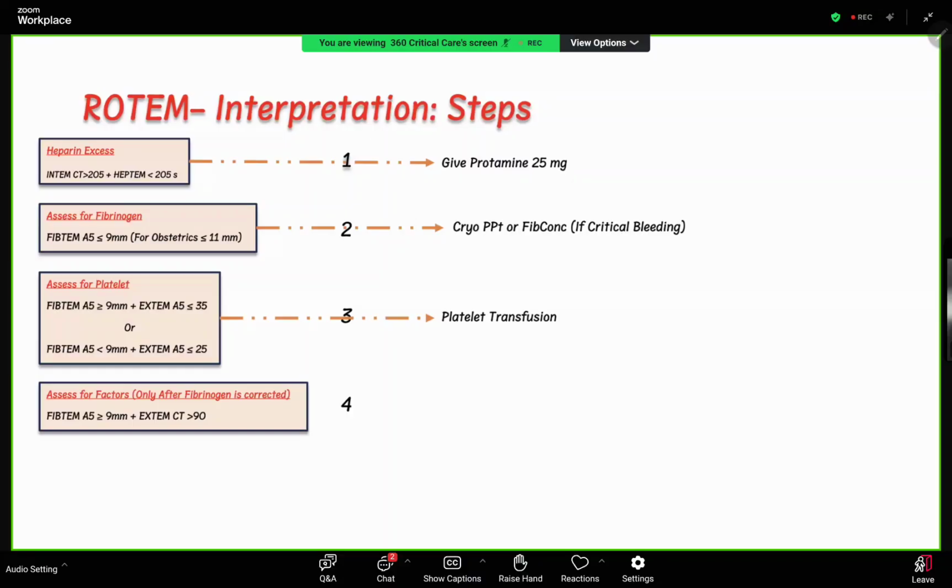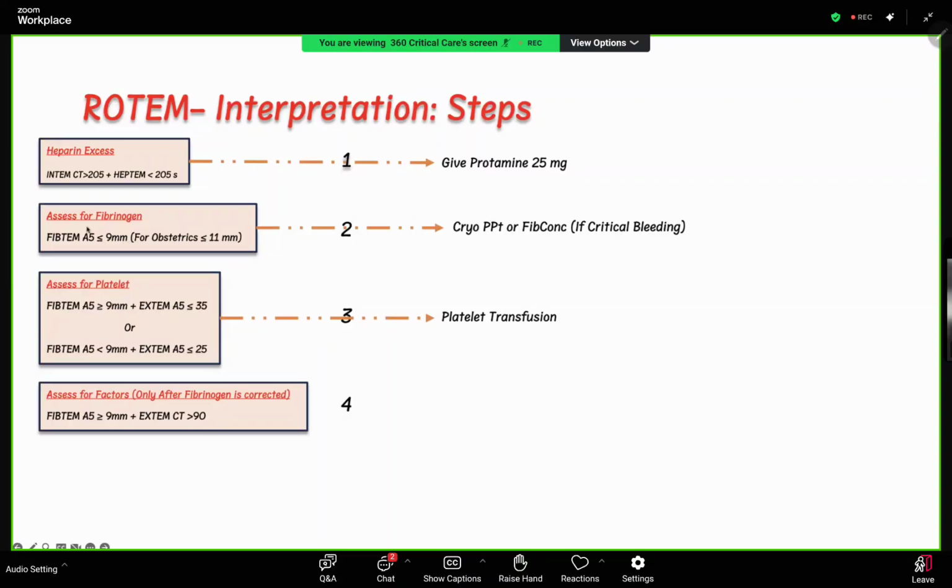Next step is to look for other factors. Okay, factor deficiency, but the prerequisite is first you have to correct the fibrinogen. If you don't look for fibrinogen and correct it, then most of the channels will be abnormal and you will not be able to find the real reason for that.